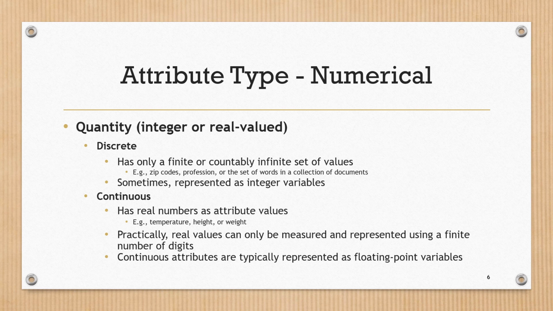A continuous numerical attribute has real numbers as attribute values. For instance, temperature, height, or weight are examples of continuous numerical attributes. This type of attribute is typically represented as floating point variables.